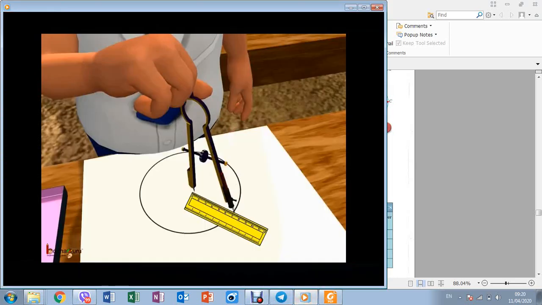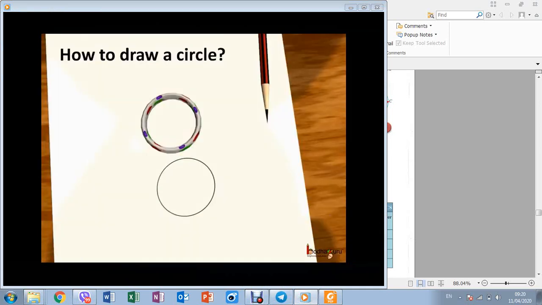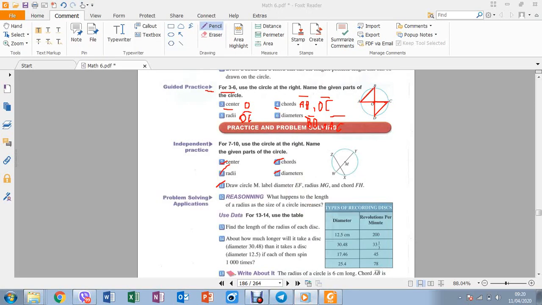Look there, we use this model and we draw a circle. Okay, but when I give them a diameter or radius, at that time they need to use a compass. Okay, now this is your homework too.